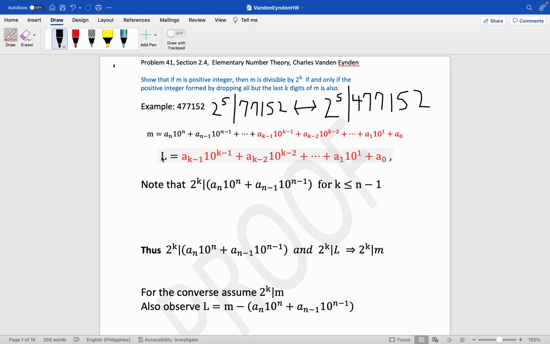Now it's not too hard from here actually, because by supposition, we'll assume that 2 to the k divides L on the first part here. And then right down here is the only part we really have to establish, and this part is simply true because 10 to the n is 2 times 5 to the n. So I'll write that down. 2 raised to the k divides 10 raised to the n.